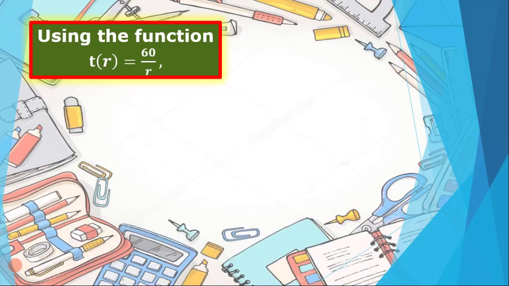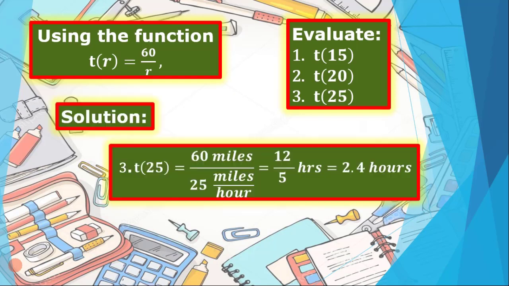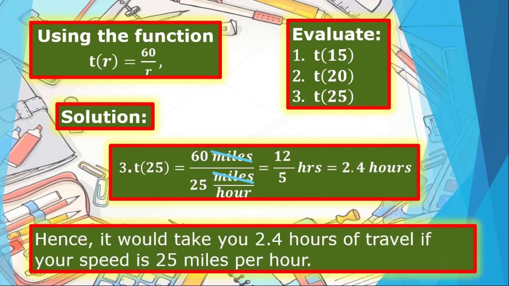What if we increase the speed to 25 miles per hour? So we have t of 25 equals 60 miles over 25 miles per hour. So the miles will cancel out. Then what is the greatest common factor or divisor between 25 and 60? So we have 5. So 60 divided by 5, that makes it 12. 25 divided by 5 is 5. So 12 over 5 or 2.4 hours. So we have here, hence, it would take you 2.4 hours of travel if your speed is 25 miles per hour. In this case, time varies inversely with the speed or the rate.